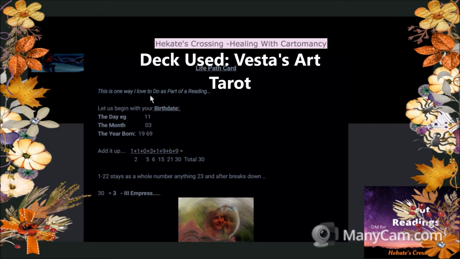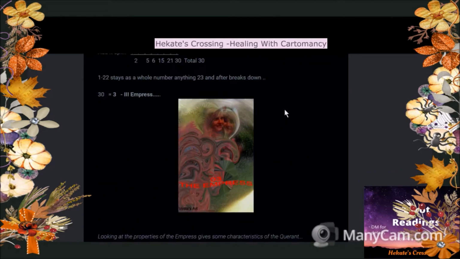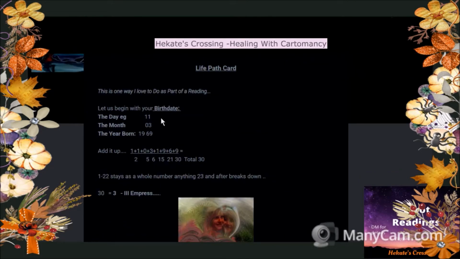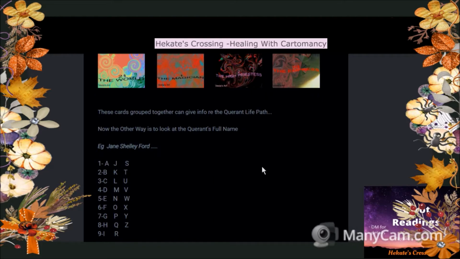So this is one way I love to do as part of a reading. You can begin with your birth date. So your birth date for me was the 11th of March, 1969. Added up the numbers, total 30, breaking it down to the Empress. And it goes through.